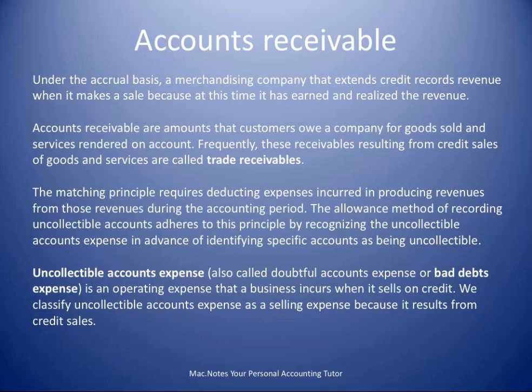The matching principle requires that we deduct expenses incurred in producing revenues. Therefore, the allowance method of recording uncollectible accounts adheres to this principle. Uncollectible accounts expense, also called doubtful accounts expense or bad debts expense, is an operating expense that the business incurs when it sells on credit. So we classify uncollectible expense as selling expenses because it results from credit sales.